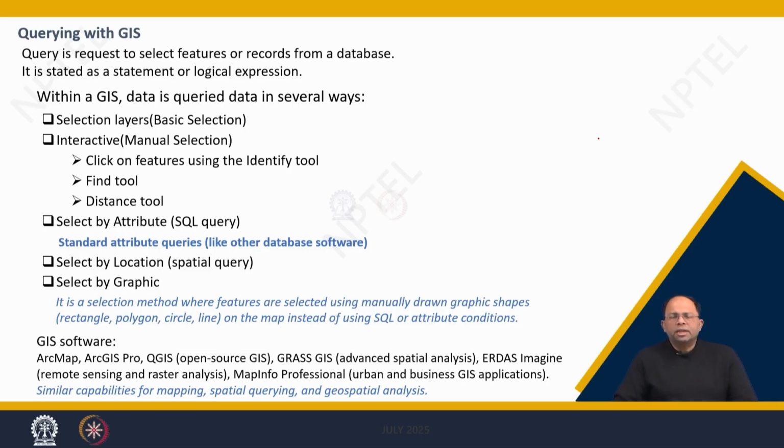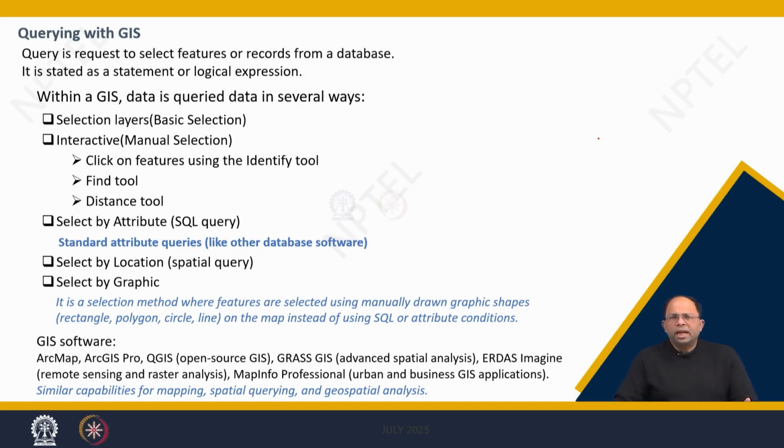So we can run queries here to do a lot of analysis, and also not only to do analysis but to represent the data spatially. At the same time, because it's spatial data, it has got more information. For example, it has got a size, sometimes it has got a boundary. So all this additional information could also be used to do more advanced queries. So we will gradually demonstrate that. A query is a request to select features or records from a database. It is stated as a statement or logical expression. So already we have learned this.